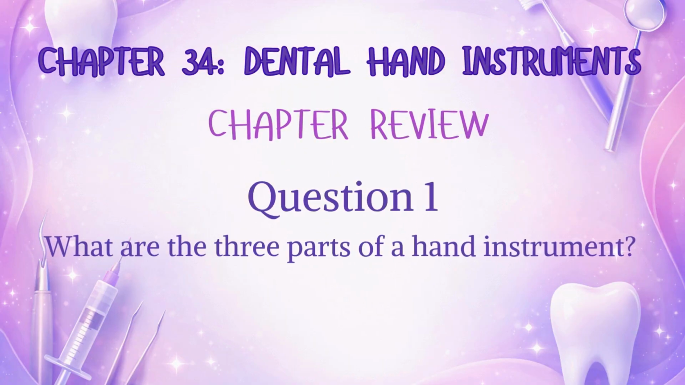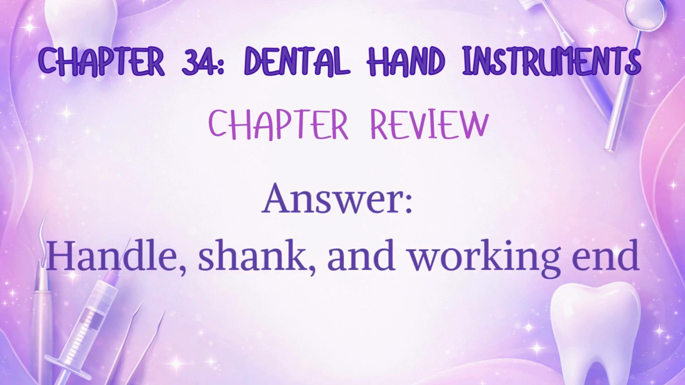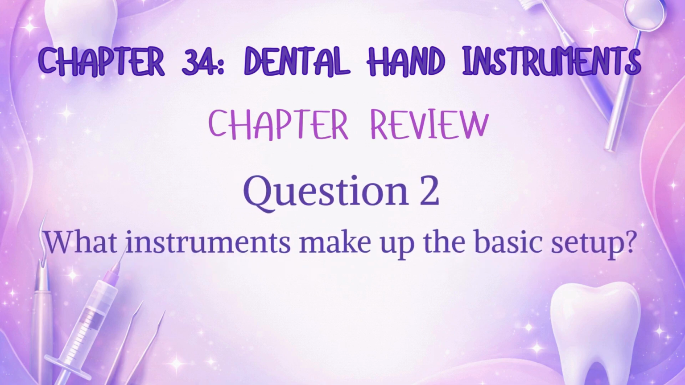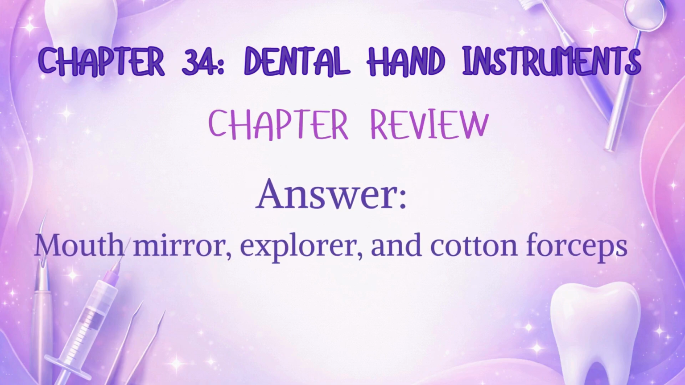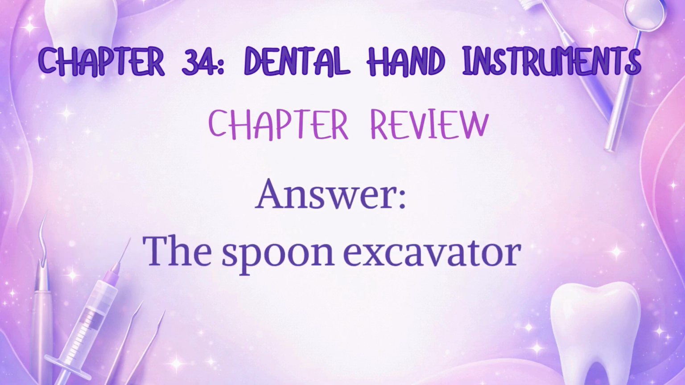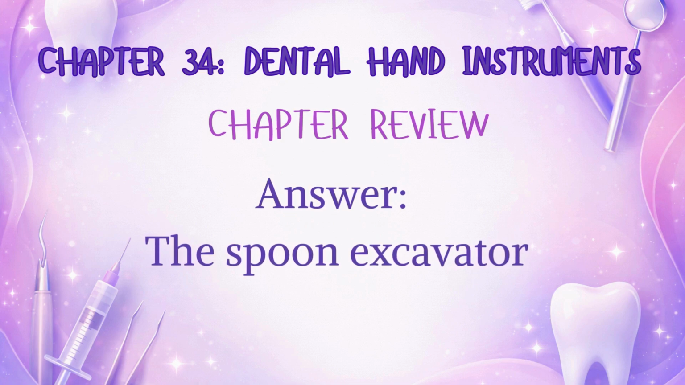Question 1. What are the three parts of a hand instrument? The answer: handle, shank, and working end. Question 2. What instruments make up the basic setup? The answer: mouth mirror, explorer, and cotton forceps. Question 3. What instrument removes soft dentin? The answer: the spoon excavator.